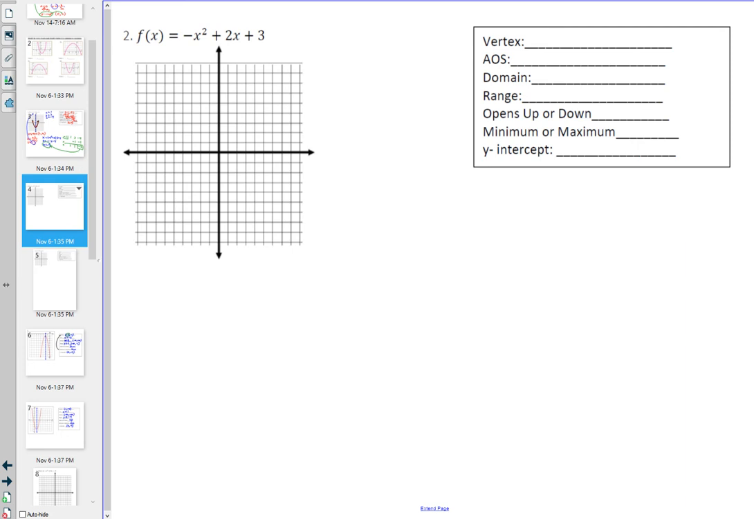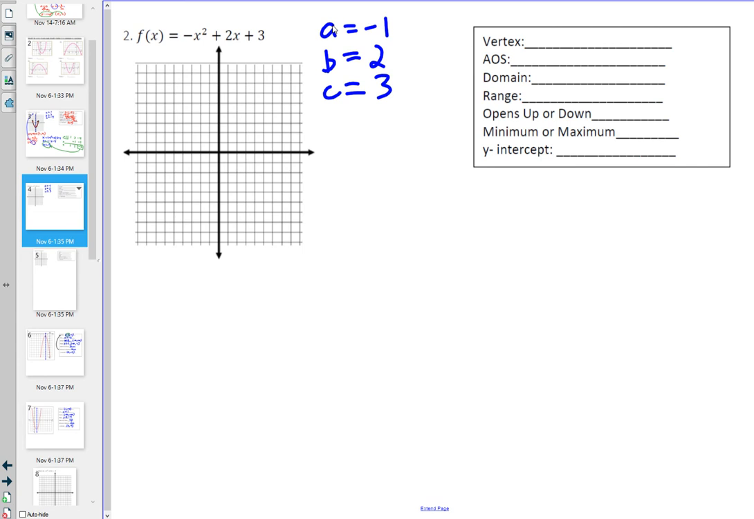Okay, let's approach this one the same way we did the last one. But let's identify A, B, and C first, and then let's see how many of these we can answer without even looking at the graph. What's A going to be here, Jada? Good. -1 will work. Brandon, what's B? 2. Jair, what's C? And let's see how many of these questions we can answer.